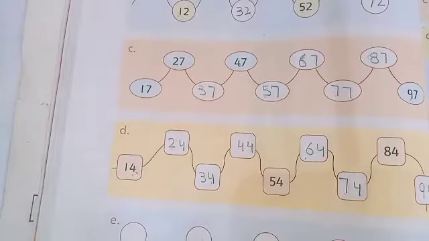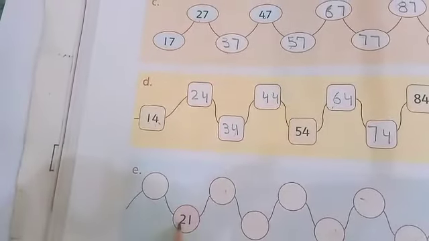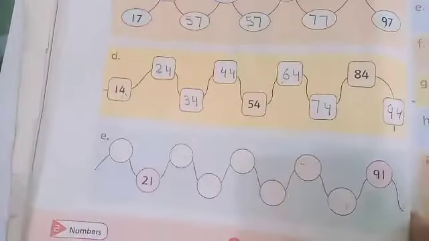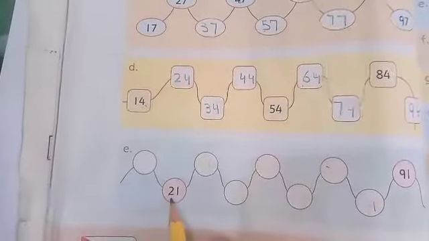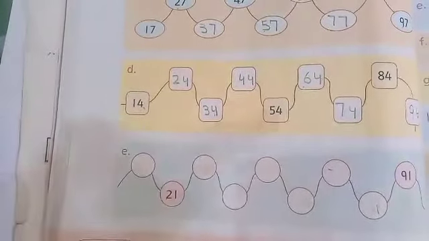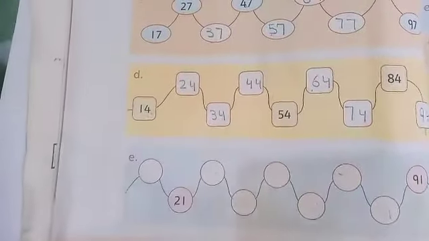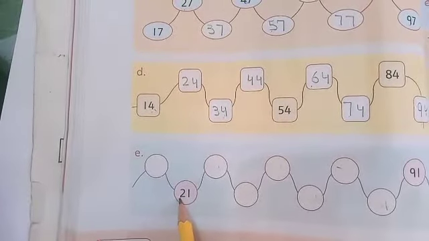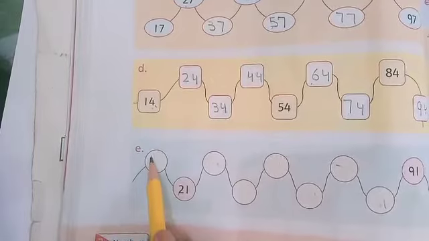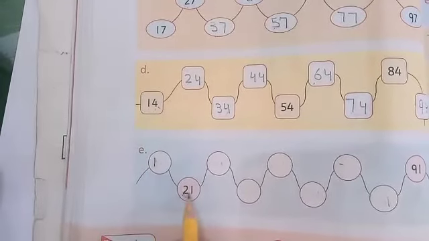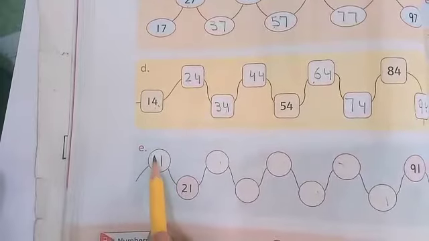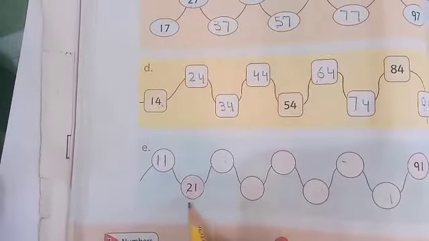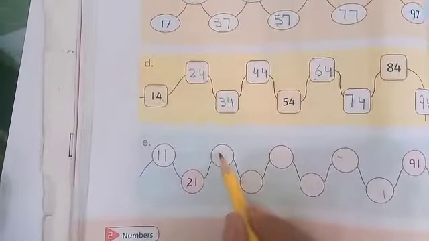Last one is E part. Look at E part. E part is given here. We will have to solve E part. I am going to help you. 21 is here. What will be here? This is an empty box. So 2 tens mean 20. I will write here 1 ten and I will write here 1. 11. We will get 11. I am going to add 10 more. 21. I am going to add 10 more.